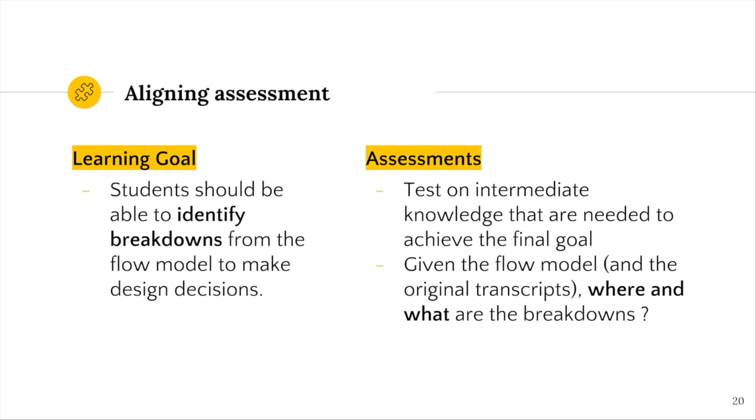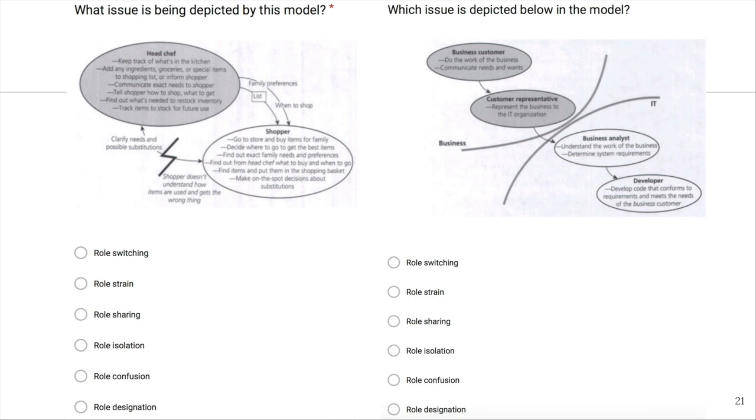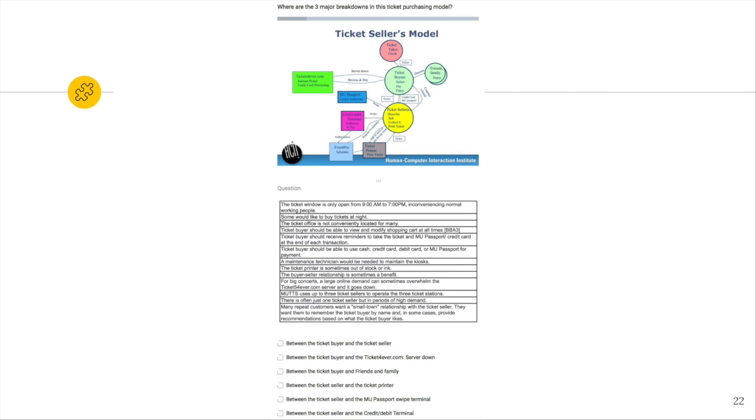So, how do our assessments align with our goal? Remember that one of our goals is that students should be able to identify breakdowns from the flow model to make design decisions. So, to align with it, the first part of our assessments is tests on intermediate knowledge that is needed to achieve the final goal, and another part is directly about when given a flow model and the original transcript, students will be asked where and what the breakdowns are. For example, like this and like this.